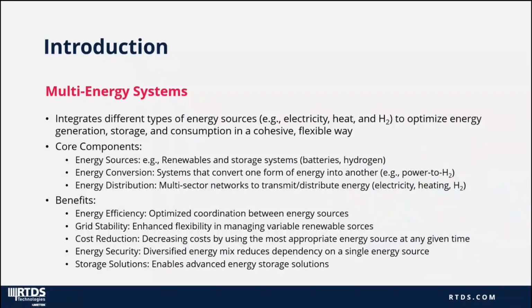Let's take a look at multi-energy systems. A multi-energy system integrates various types of energy sources such as electricity, heat, and hydrogen, and optimizes how we generate, store, and use energy in an organized and flexible manner. There are a few core components to a multi-energy system. First, we have the energy sources, for example, renewables and storage systems such as batteries and hydrogen. Then we have energy conversion systems that can transform one form of energy into another. Finally, we have the energy distribution network that transmits and distributes energy across different sectors such as the power grid, heating network, and hydrogen network.